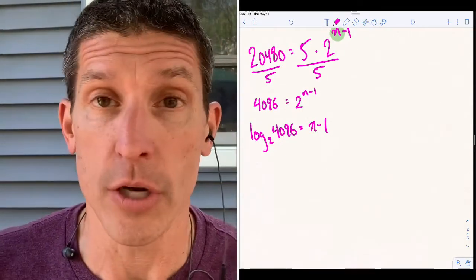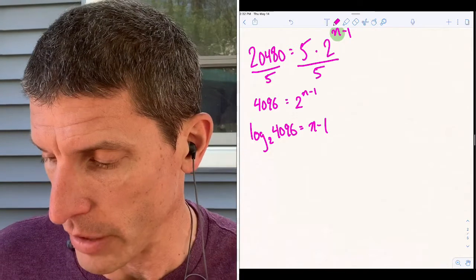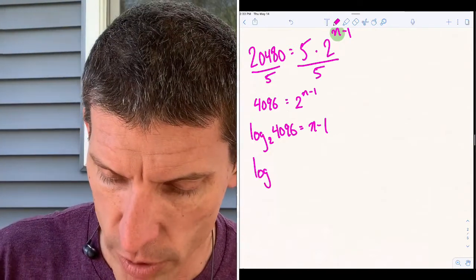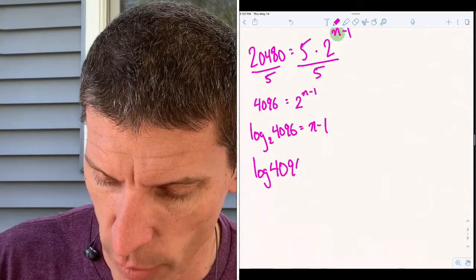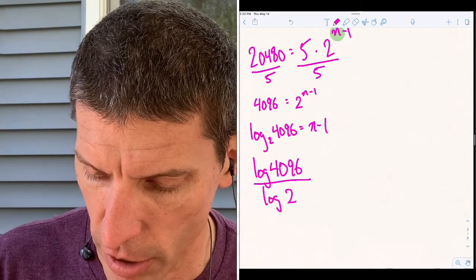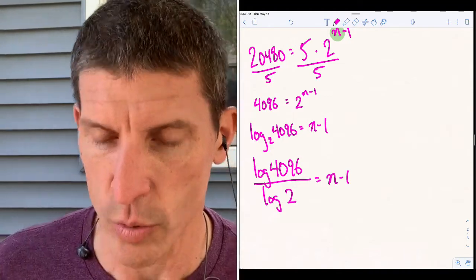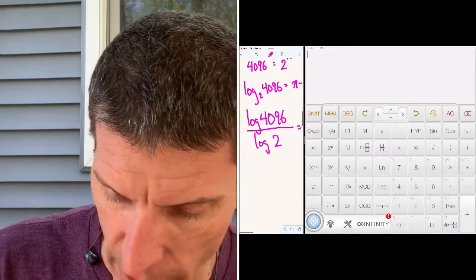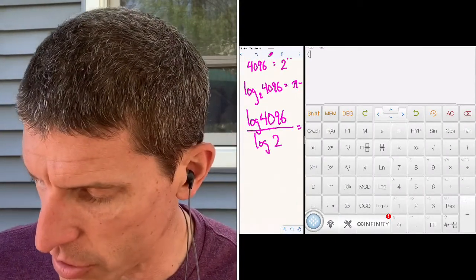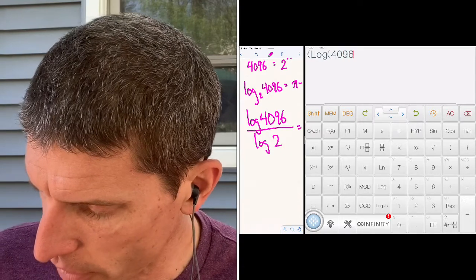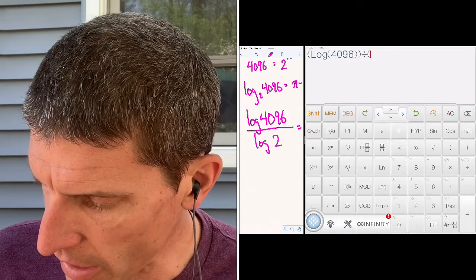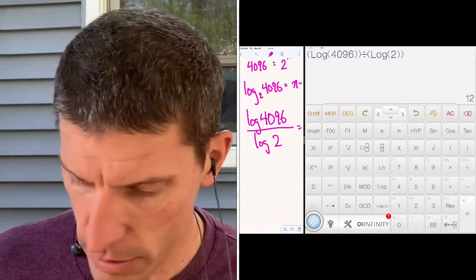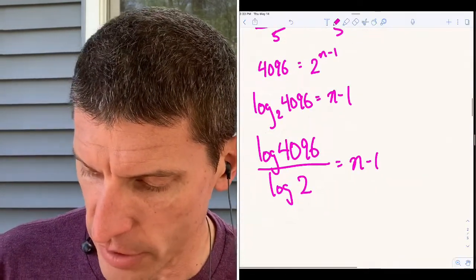Now, I also know I have no idea what log base 2 is, and I have a calculator, but it doesn't do log base 2, so I'm going to do the change of base formula, which is log of 4,096 divided by log of 2 is n minus 1. That I can do on my calculator. So log of 4,096 divided by log of 2 is 12. All right, that's easy. So I'm going to put that back off to the side here.